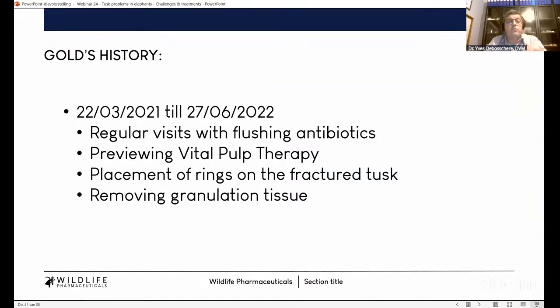So if we go further from 2001 to 2022, regular visits were done, antibiotics were given, and flushing was done. They were previewing a vital pulp therapy, but then COVID came and they didn't do it. But at that time, in my opinion, vital pulp therapy was already too late to perform. They placed the rings because the tusk fractured further and further, and they removed granulation tissue each time.